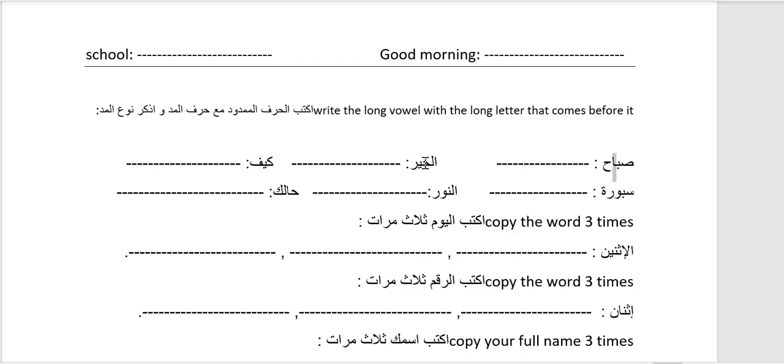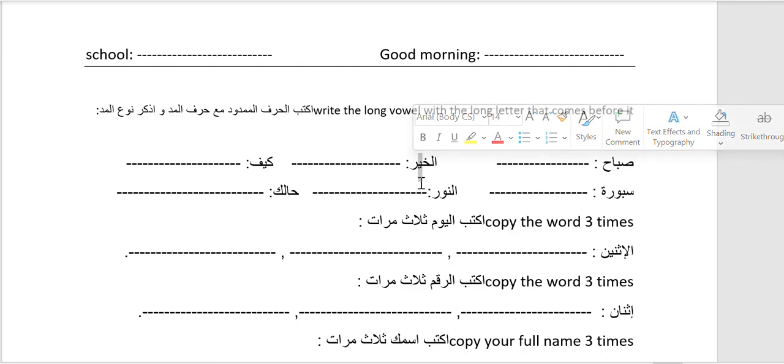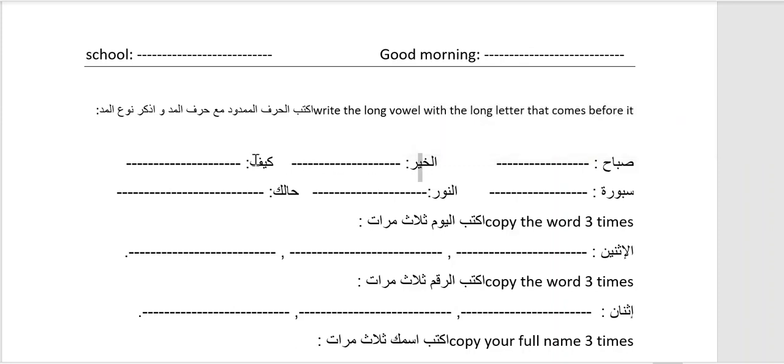Where is the long vowel here? This is the long vowel. Al-khair. You see how the long letter is kha and the long vowel is ya. Kayf. So this is the long vowel, and the letter that comes before the long vowel is the long letter.